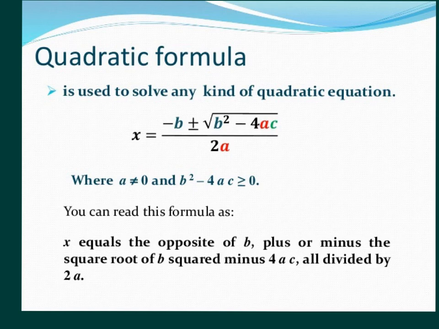So it's a formula. x equals negative b plus or minus the square root of b squared minus 4ac, all over 2a, where a cannot equal 0, and b squared minus 4ac has to be greater than or equal to 0, because you can't have a negative underneath a square root. So down here they tell you, you can read it: x equals the opposite of b plus or minus the square root of b squared minus 4ac, all divided by 2a.